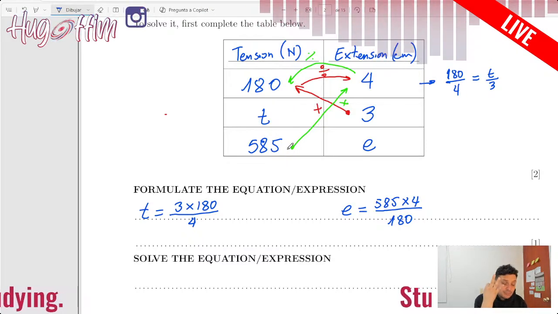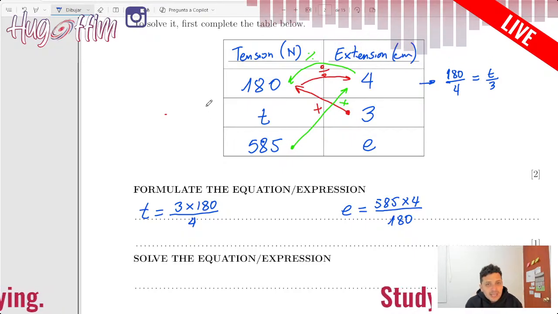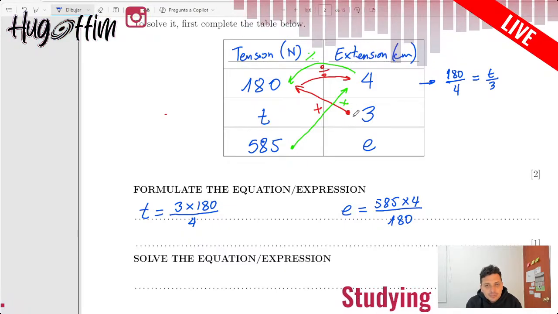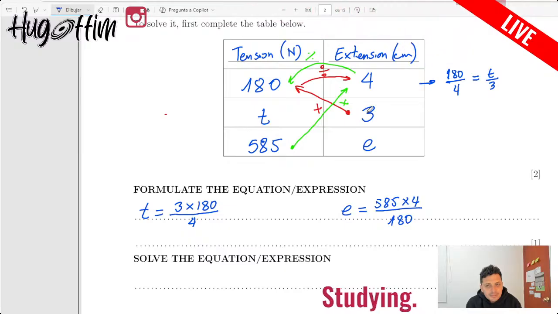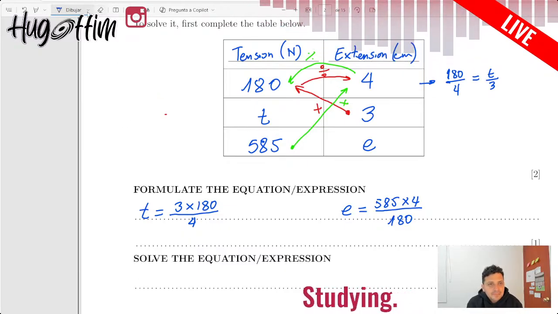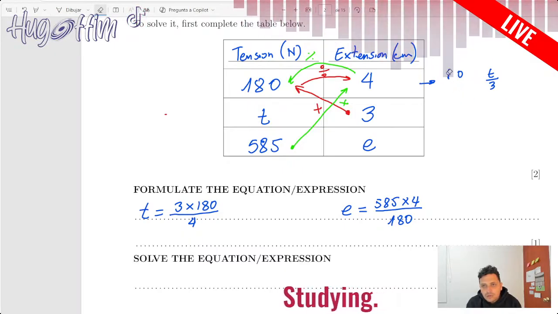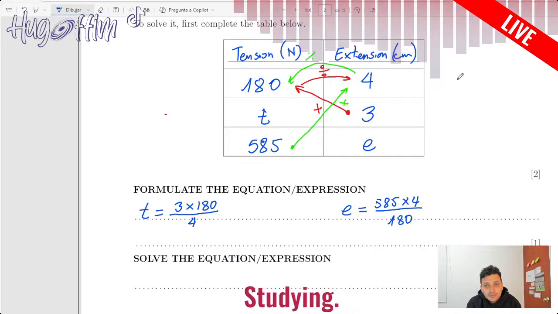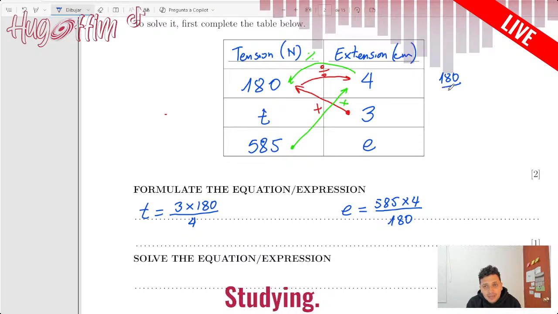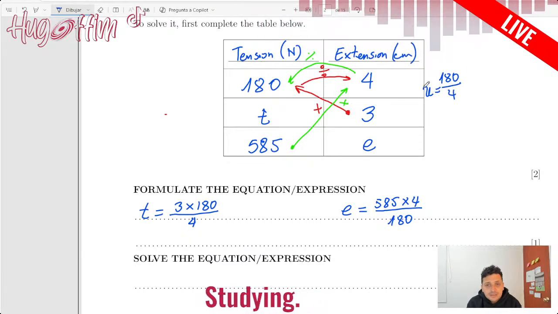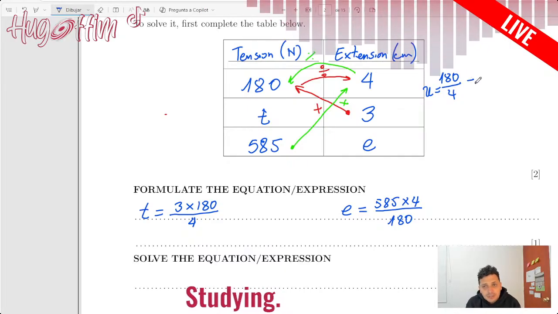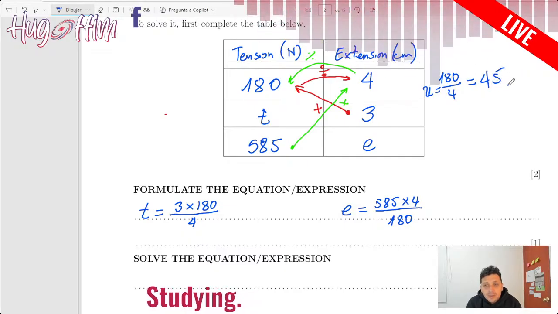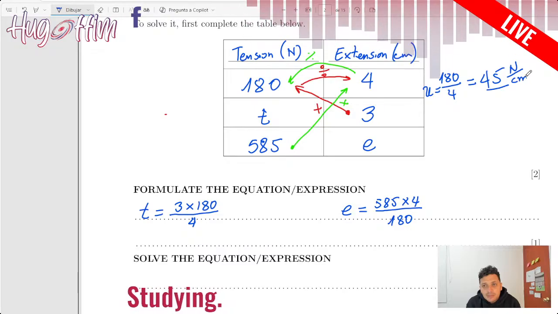The third option that you can use is to find the tension per centimeter, and after you have it, multiply it by 3 centimeters. So how do you get the unitary ratio? I need to divide 180 divided by 4. This is going to give me the unitary tension, the tension every centimeter. If I divide 180 by 4, it's going to give me 45. So it's going to be 45 newtons every centimeter.